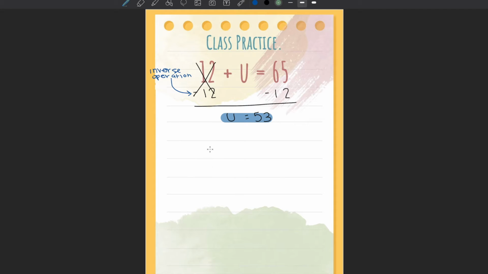And remember, we can check our work by substituting the value in for the variable. So our equation was 12 plus u equals 65. Well, we just solved for the value of our variable. Our variable was u, and the value we found was 53, so now we can substitute it in. So 12 plus 53. Well, 12 plus 53 gives us 65. So we know we did our math correctly because we got 65 as the outcome. And this is where we made that connection of substituting the value in for the variable.